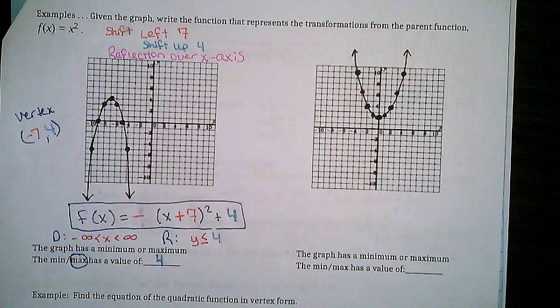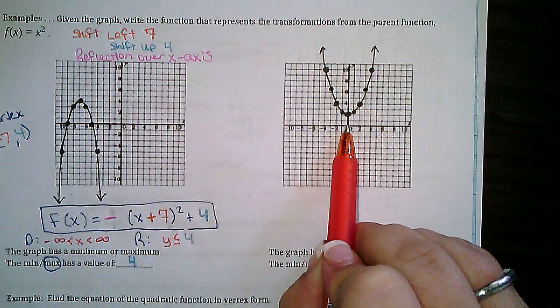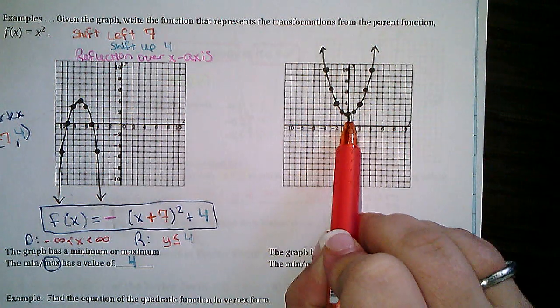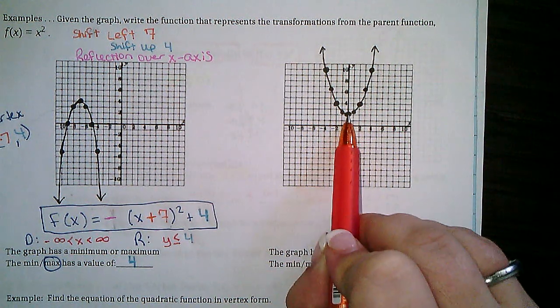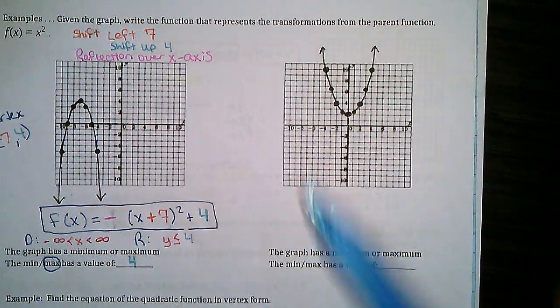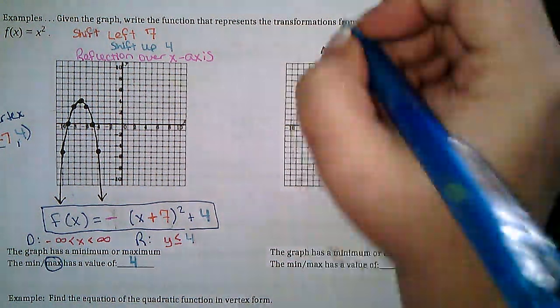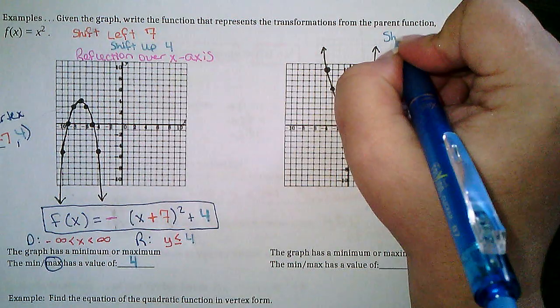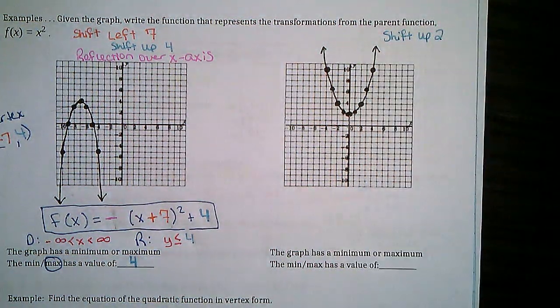Now this next one, it opens up, so I don't have a reflection. Does it have a shift right or left? So from 0, 0, if this is my vertex, did it go right or left? No, it did not, so I don't have any shift right or left. Don't need that. Did I have a shift up or down? So from 0, 0, did I go up or down? Yes, I did. Looks like I have a shift up of 2.